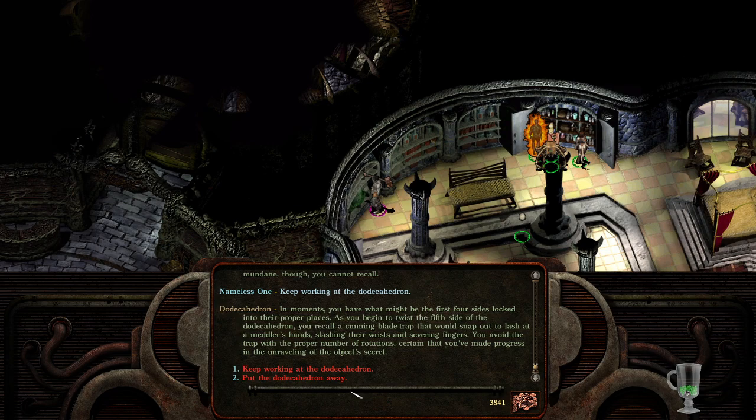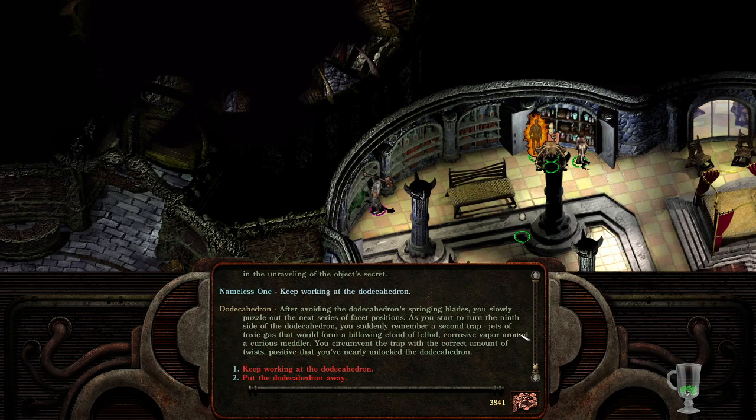In moments, you have what might be the first 4 sides locked into their proper places. As you begin to twist the 5th side of the dodecahedron, you recall a cunning blade trap that would snap out to lash at a meddler's hands, slashing their wrist and severing fingers. You avoid the trap with the proper number of rotations, certain that you've made progress in the unraveling of the object's secret. Keep working at it.